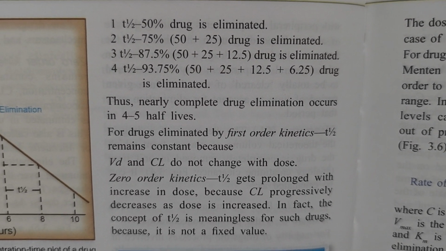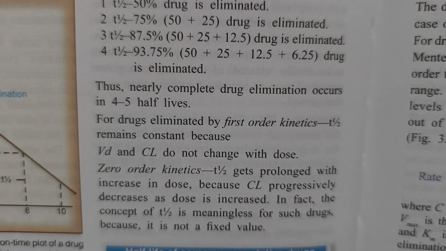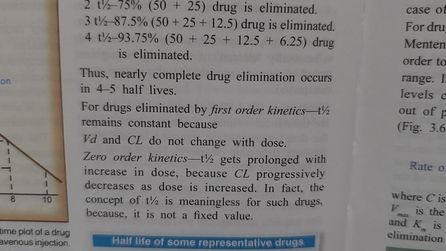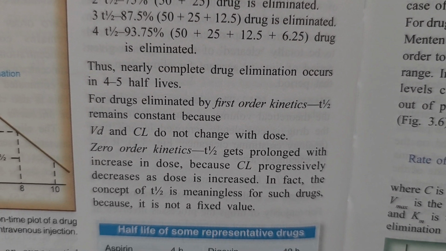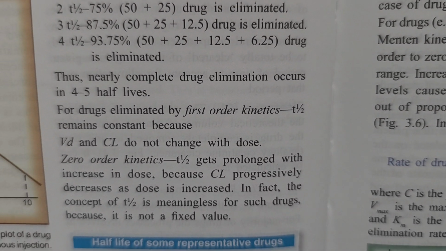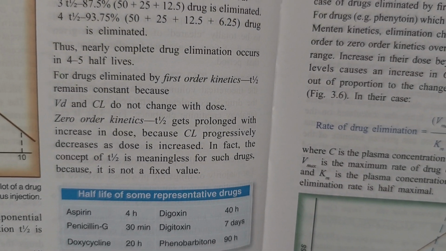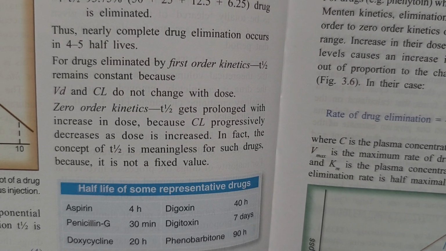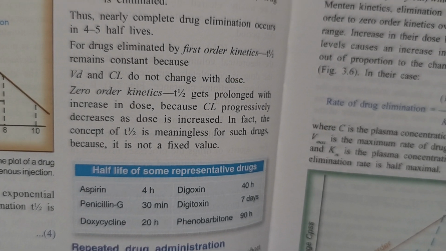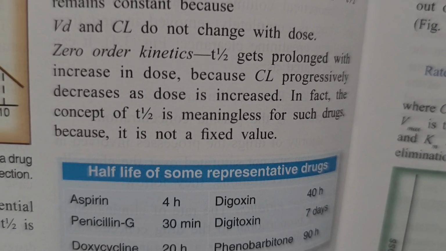After two half-lives, 75%, that is 50 plus 25, of the drug is eliminated. After three half-lives, 87.5%, that is 50 plus 25 plus 12.5. After four half-lives, 93.75%, that is 50 plus 25 plus 12.5 plus 6.25. Thus, nearly complete drug elimination occurs in 5 to 6 half-lives. For drug elimination by first order kinetics, T-half remains constant because Vd and Cl do not change with the dose.